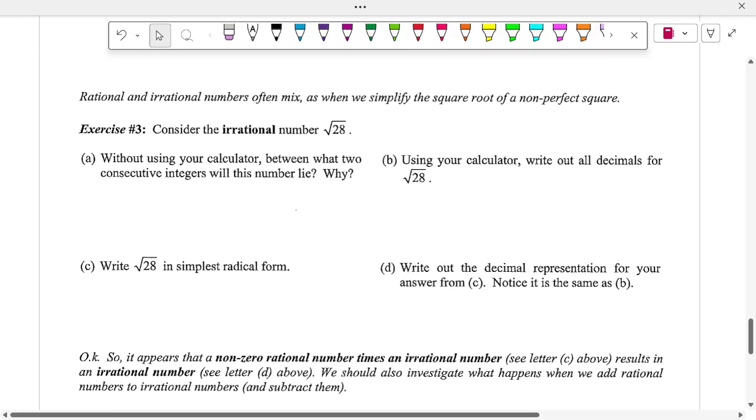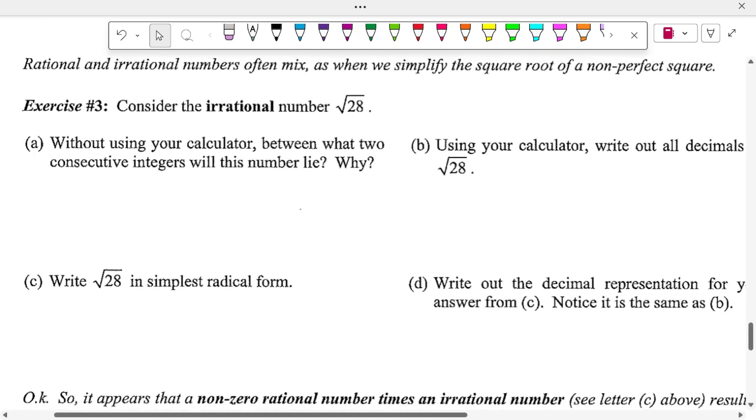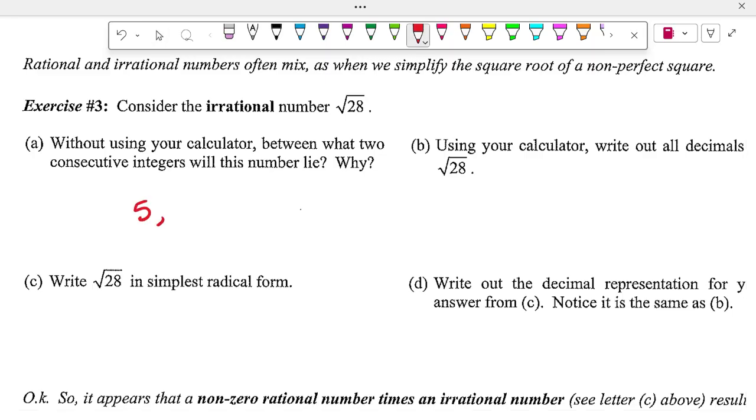So basically, square root of 28, what two integers would it be between? 5 and 6. Because that means it has to be between the square root of 25 and the square root of 36.